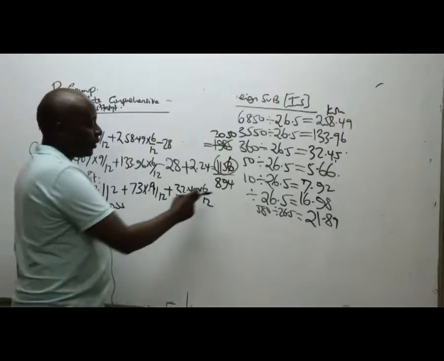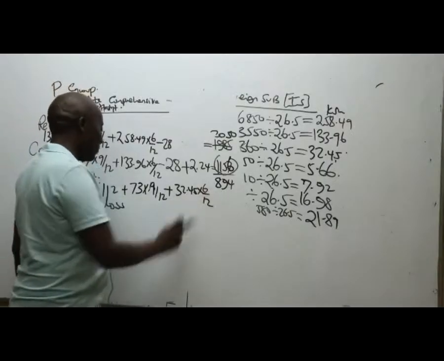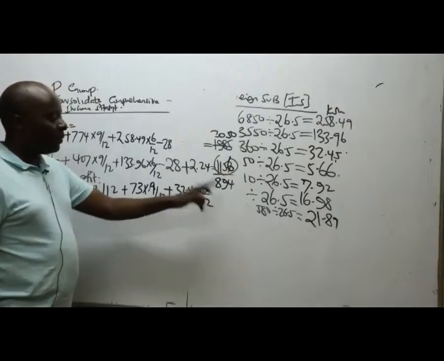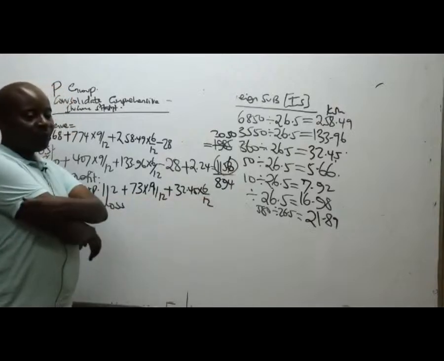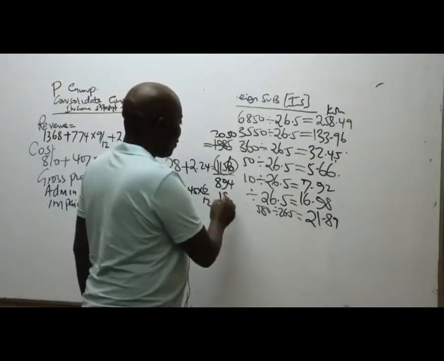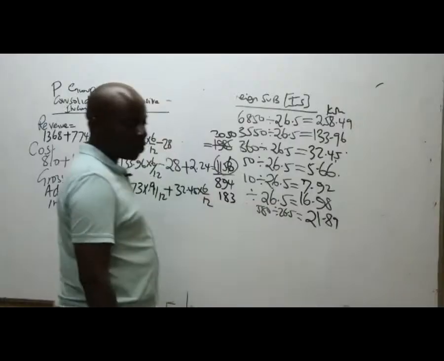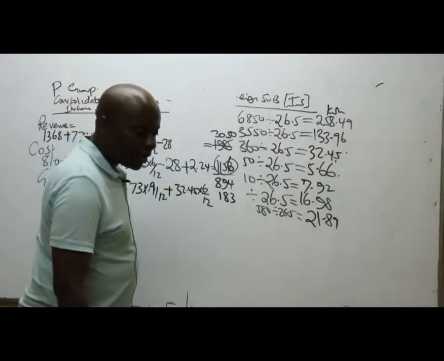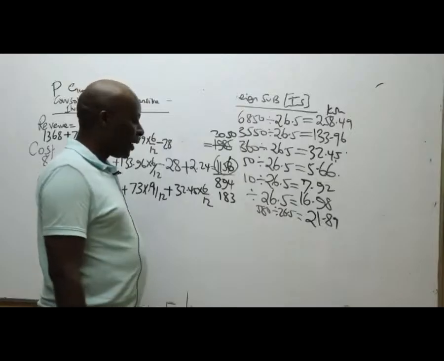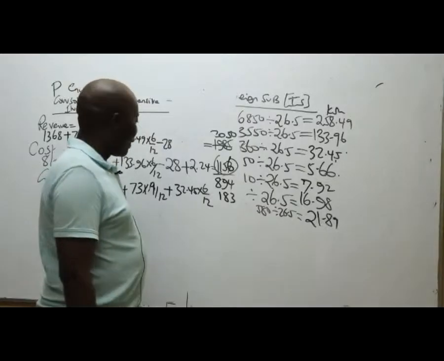So could you kindly give me this? What is this amount here? Admin expenses. Take this plus this plus this. Give me the admin expense. They're giving me a figure of 183. Is it 183 or 1183? It has to be 183, not very far. 183. Thank you very much.